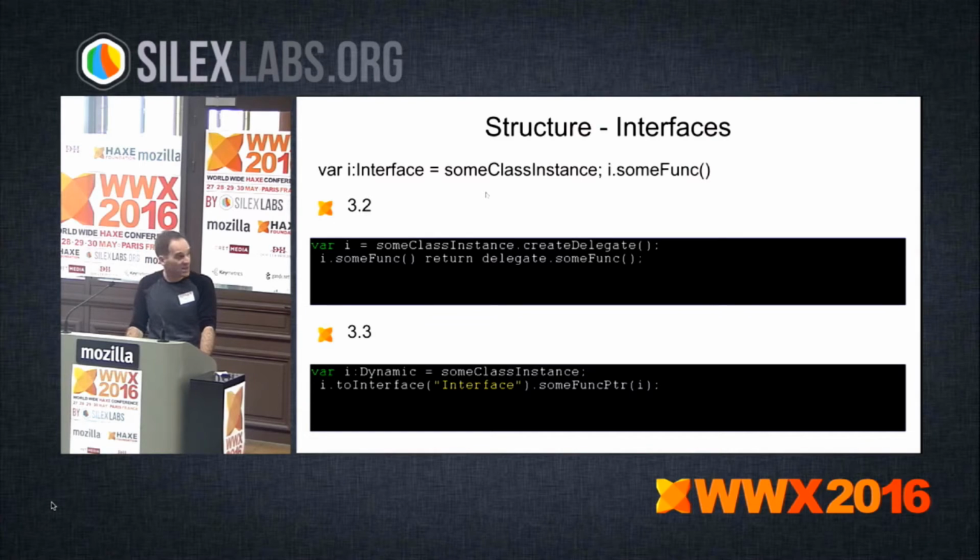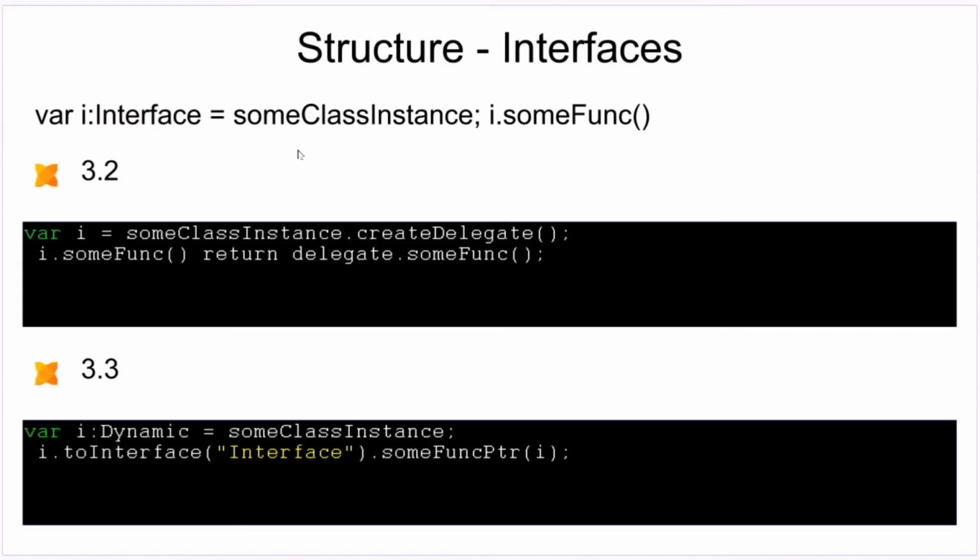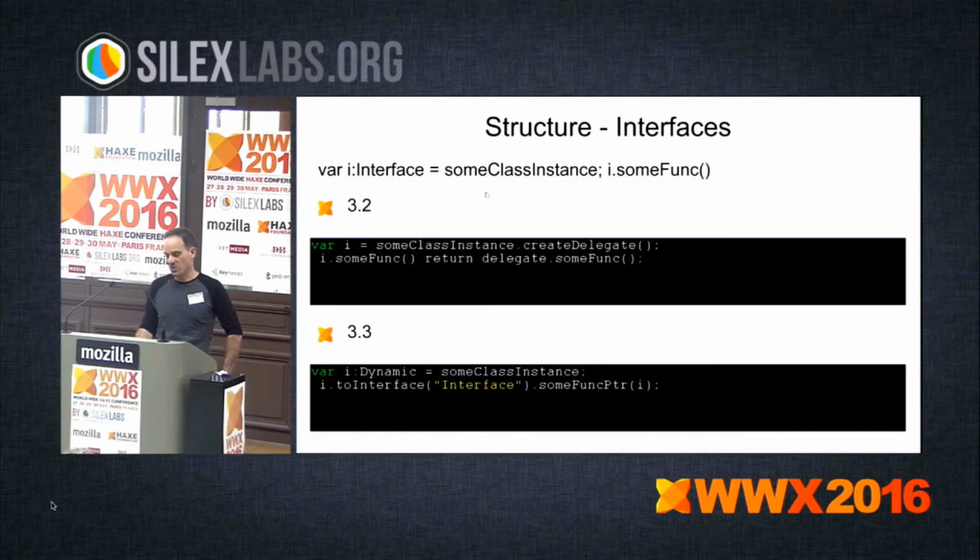In 3.3, it still does require two function calls, but they're slightly different. Now, when I assign it, an interface is actually just typed as dynamic. So effectively, I erase all the type information when you assign it to an interface. And at call time, I query the function array from the instance. So here, in this case, I'm querying the interface out of it, which gives me an array of function pointers, and then I call a function on one of those.